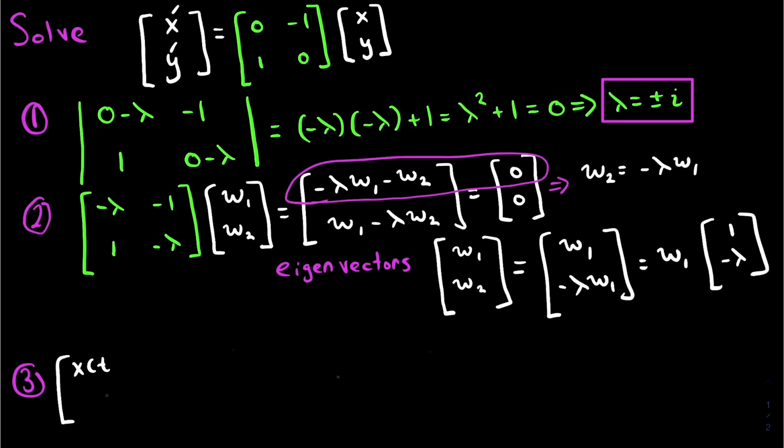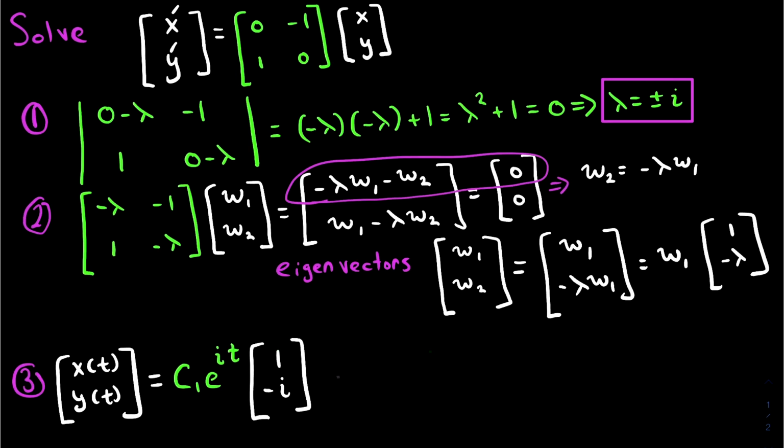Now we can write the general solution (x of t, y of t), which is some constant c1 times e to the i t. And since this is for the eigenvalue i, we plug in i for lambda, so our vector is (1, negative i). Then our other solution is c2 times e to the negative i t times (1, i).